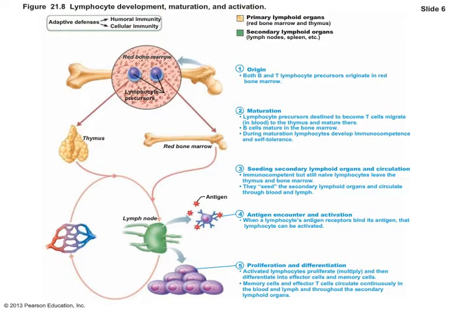They will also differentiate into effector cells. The effector cells are things such as the cytotoxic T cell and the plasma cells. These are the cells that actually do the dirty work. For example, the plasma cells secrete antibodies, and the cytotoxic T cells are going to go around killing and eliminating infected body cells.